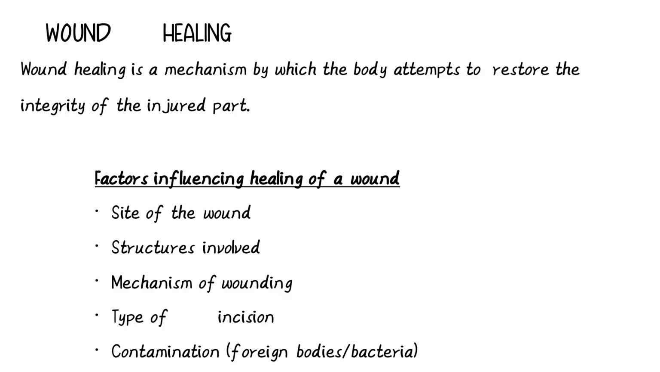For the factors, we mainly check the site of the wound. Where is the wound? Two, we check the structures involved. Then three, we look at the mechanism of wounding. Then four, we check the type of incision. And finally, we also need to consider contamination. So under contamination, we look at whether any foreign body or bacteria are involved.